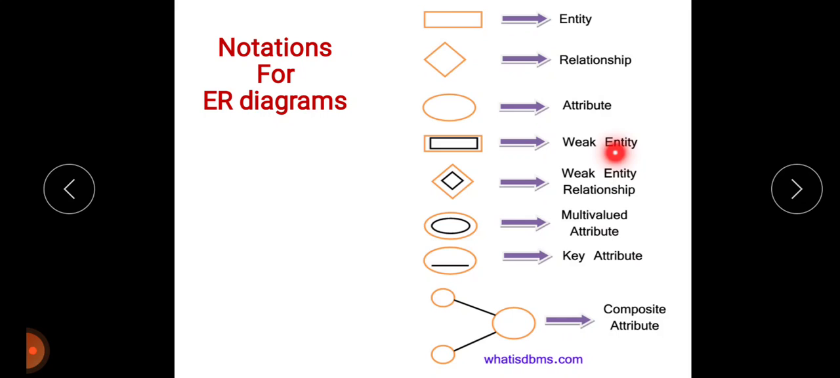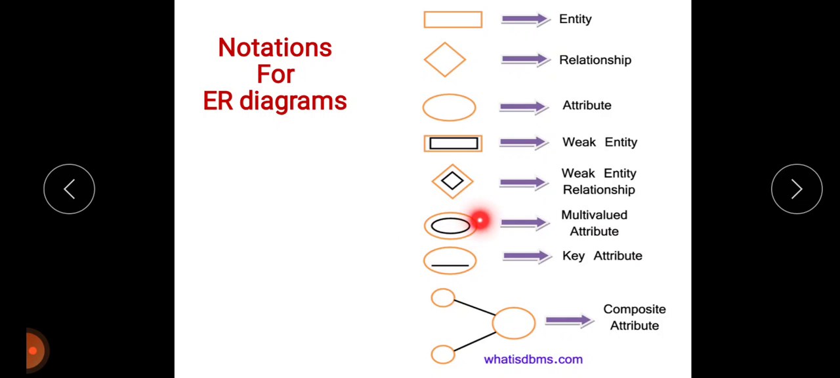Weak entity. It does not have its own attribute, therefore it is mentioned in a double rectangle shape. Weak entity relationship. When we are going to connect a weak entity to a strong entity, this weak entity relationship notation is used. Double rhombus. Multi-valued attribute. As we previously discussed, an attribute having more than one value, for example, a person having more than one contact number.